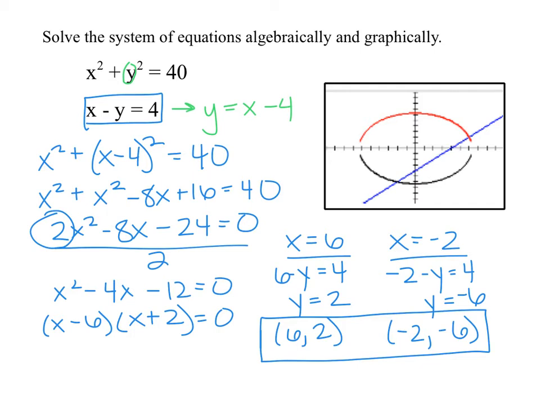So if you look here, this is one of our solutions. That's (6, 2) on the graph. And then (negative 2, negative 6) over here. And that you could find by doing on your calculator second calc and then find the intersection.